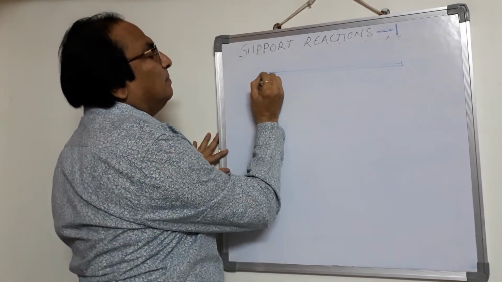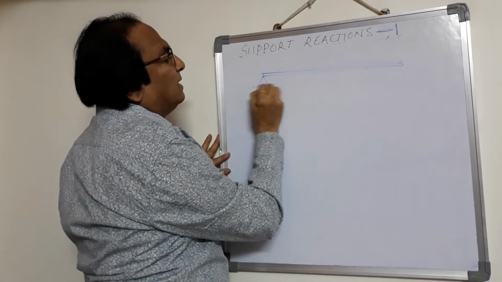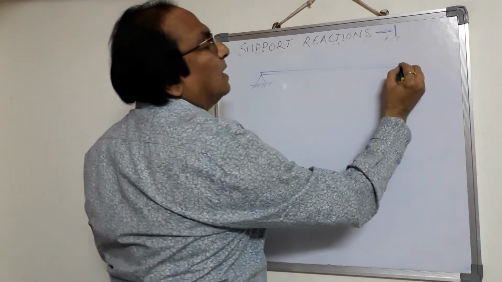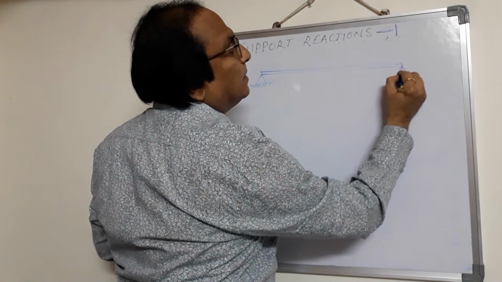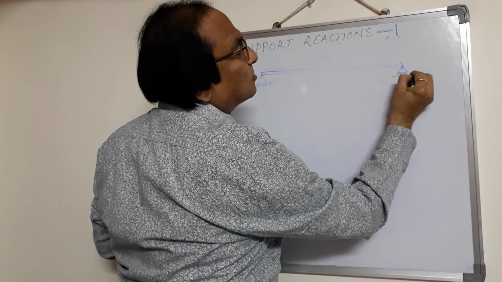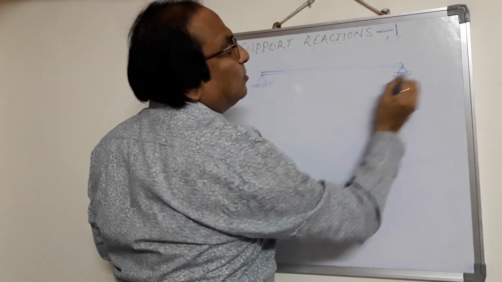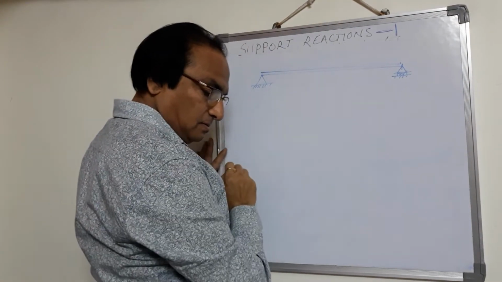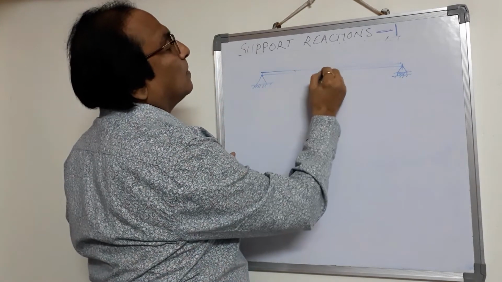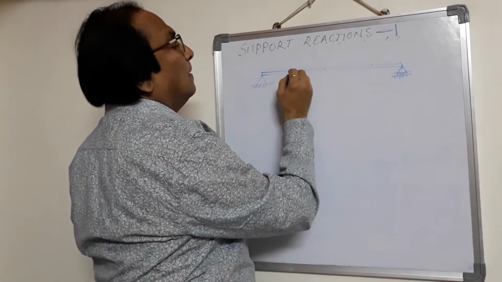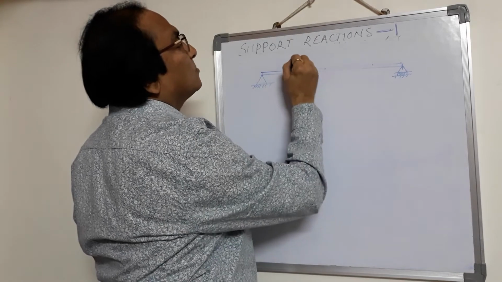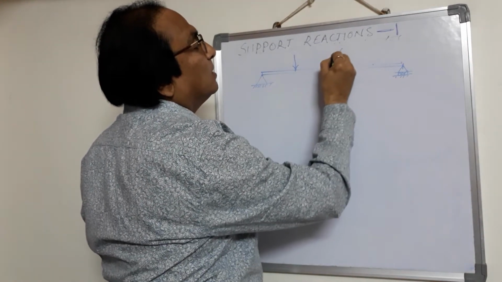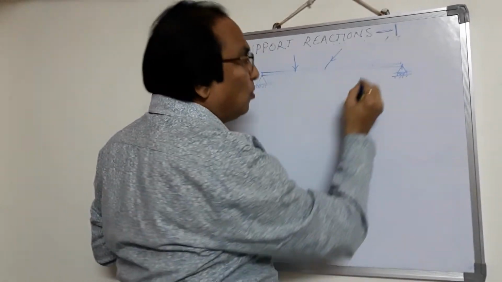Let us take a beam. One end is hinged, the other end is roller support. This is also an example of a simply supported beam only. Let this beam carry loads. So it is carrying load W here, it is carrying another load here, it is carrying one more load here.